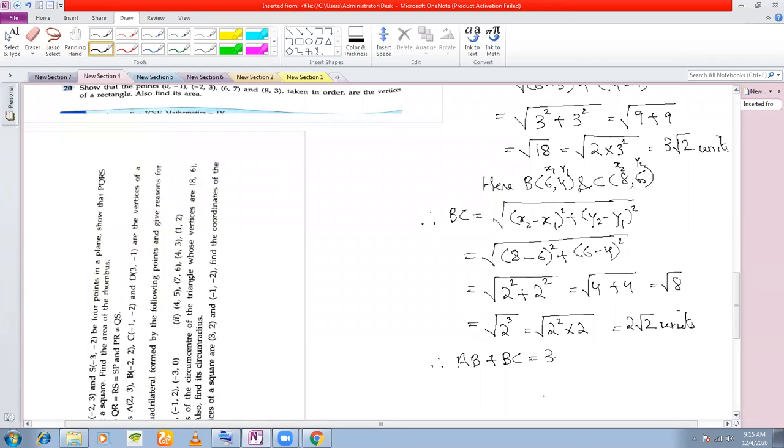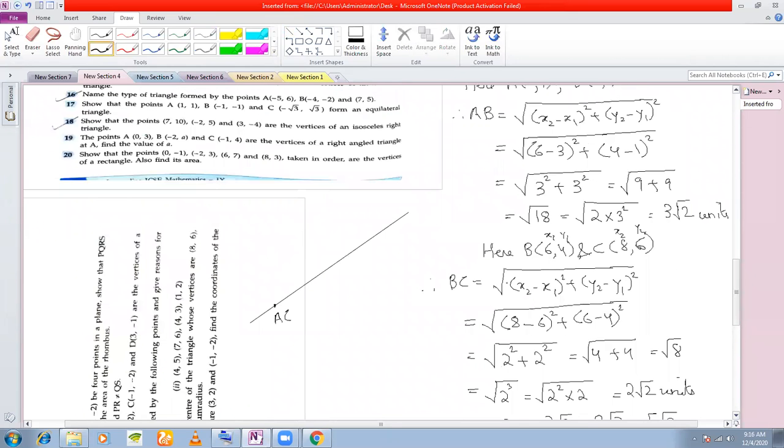AB plus BC is 3 root 2 plus 2 root 2, which is 5 root 2. Now, why am I doing this? I am doing this because I need to show that 3 points are collinear. Let us say that I suppose these 3 points are collinear. If these 3 points are collinear, then clearly, this is your point A, say, and say this is your point B, and say this is your point C.